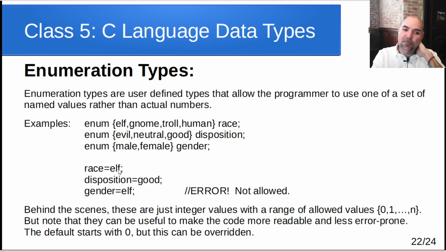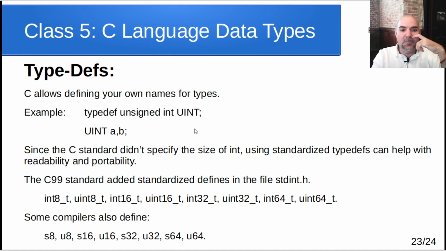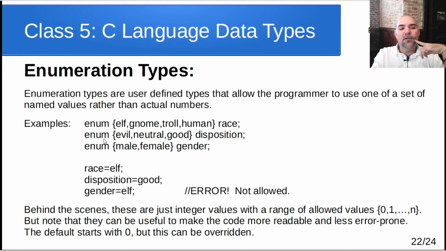So I could say race equal elf, race equal gnome, race equal troll, race equal human, but that's it. I can't say anything else. And the same thing is true here for any of these. We can make any of these we want. So gender, disposition: evil, neutral, good. We could make a thing called character class and make it wizard or thief or warrior, whatever you want to put there. But notice that this gives us the ability to now have our code say race equal elf rather than race equals 0. But behind the scenes, note that these start at 0: 0, 1, 2, 3, 0, 1, 2, 0, 1.